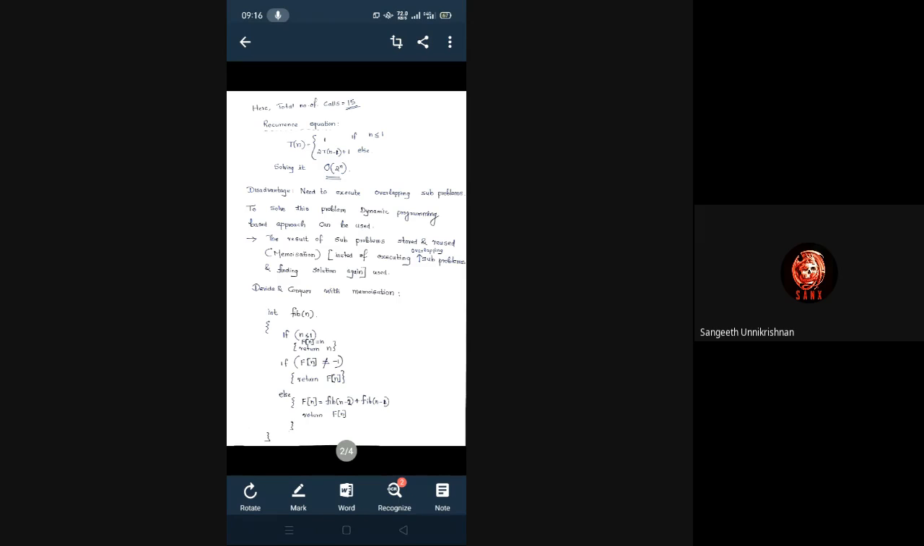So you can note here, to solve this problem, a dynamic programming based approach can be used.